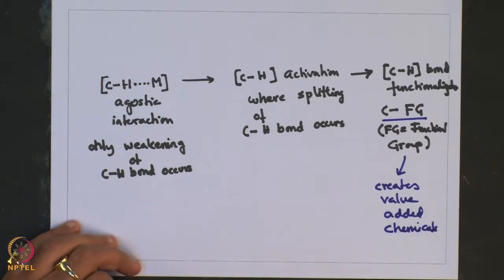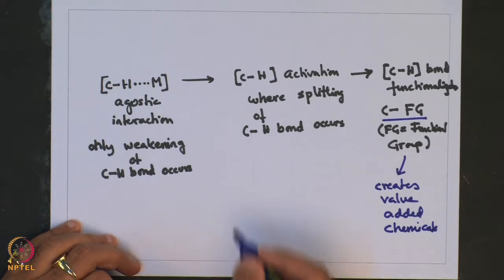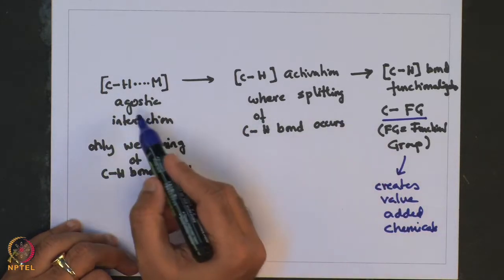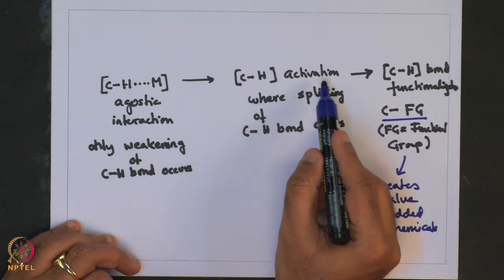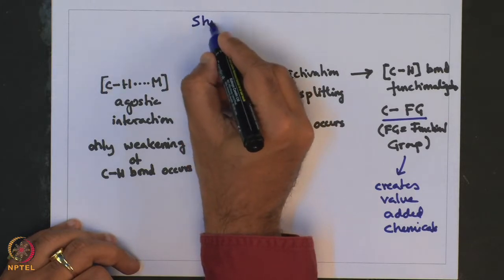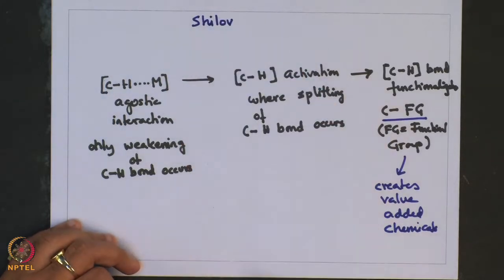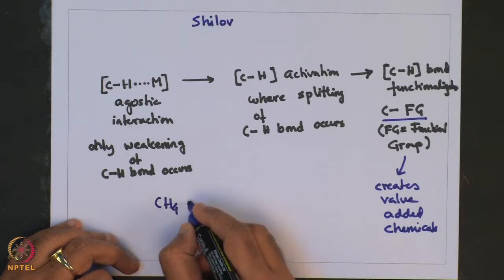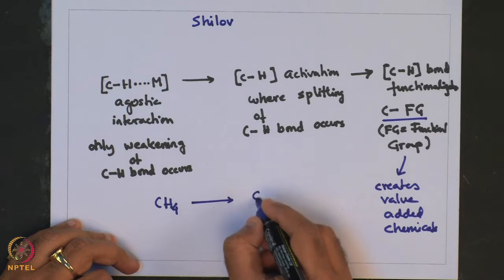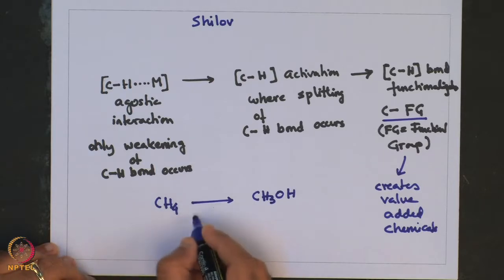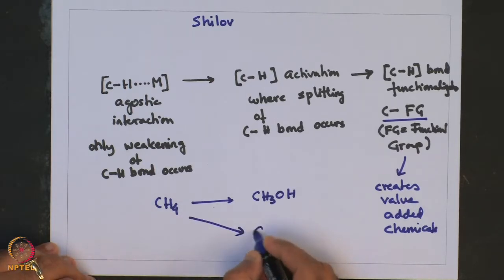In our last class, we have seen a very nice example of this whole pathway from agostic interaction to CH activation to CH functionalization as demonstrated by Shilov, who using this following sequence of strategy was able to convert methane to methanol as well as methane to methyl chloride.